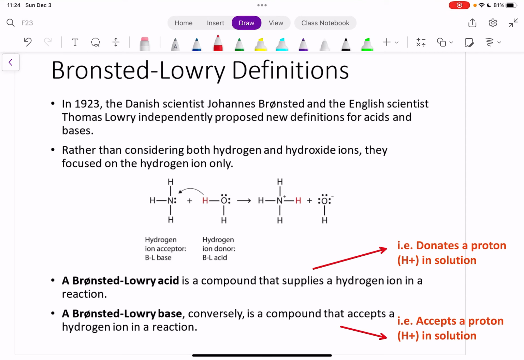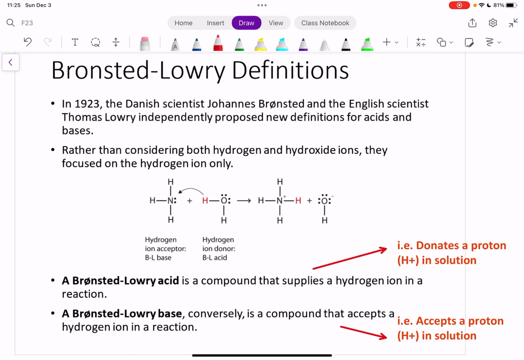In this video, I want to continue talking about acids and bases, but I want to start with a different way that we can think about them. And that's using what's called the Brønsted-Lowry definitions of acids and bases. So I mentioned that there were some other scientists who came along later after Arrhenius that had a different definition of acids and bases. And those were two scientists, Johannes Brønsted, who was a Danish scientist, and Thomas Lowry, who was an English scientist. And they both kind of independently proposed these new definitions for acids and bases.